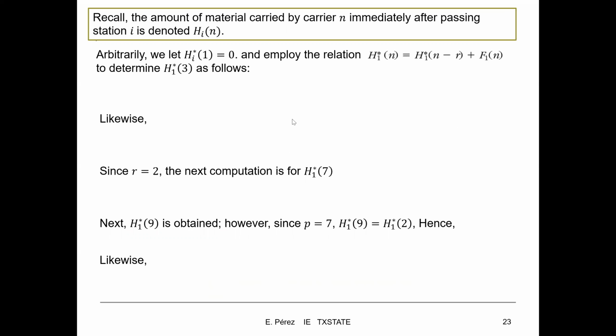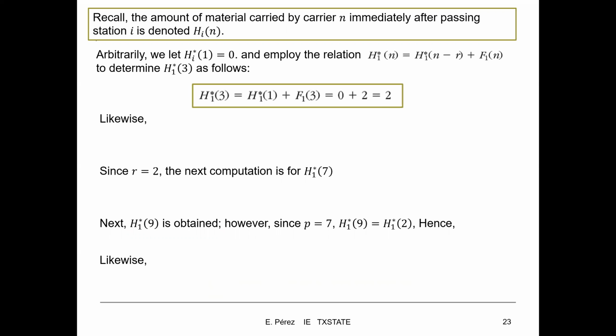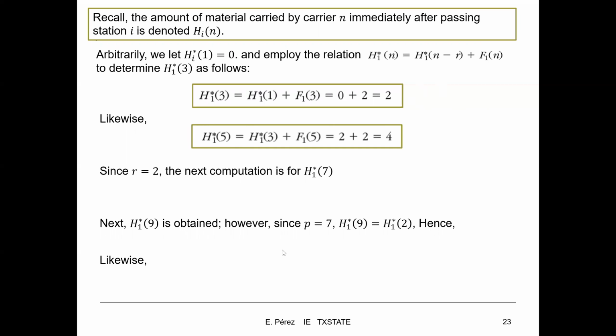Recall the amount of material carried by carrier N immediately after passing station I is denoted by HI of N. So arbitrarily, we let H1 star of 1 equal 0 and employ the relationship again to determine H1 star of 3 as follows. So that's what we show on the previous slide. Likewise, we can do H1 star of 5, which is going to be equal to the result of the previous equation, H1 star of 3 plus F1 of 5, which is equal to 2 plus 2, which is equal to 4. And since R equals 2, the next computation is for H1 star of 7.